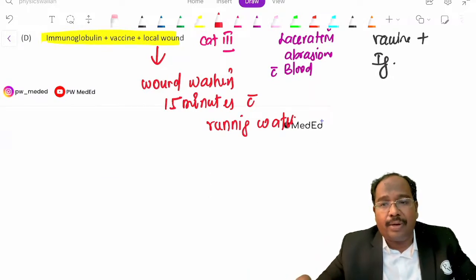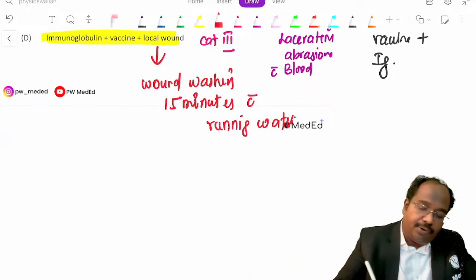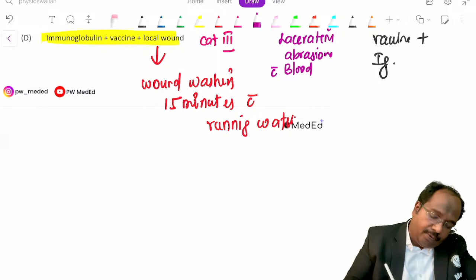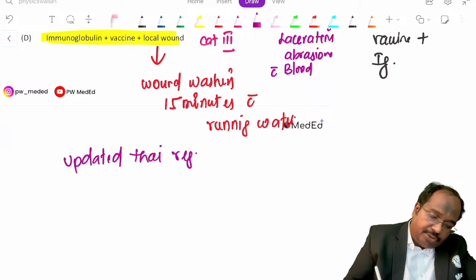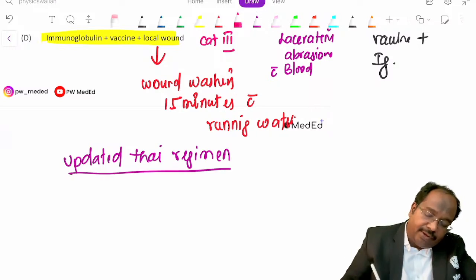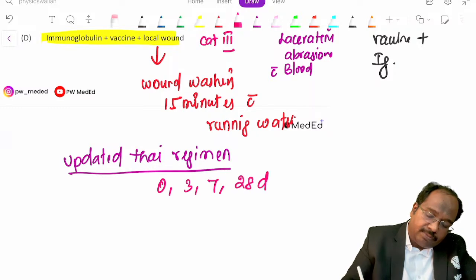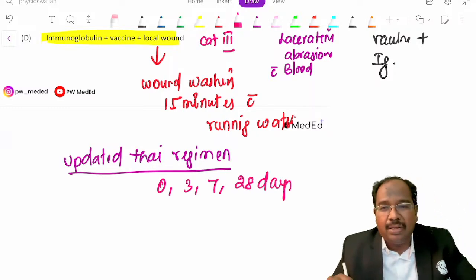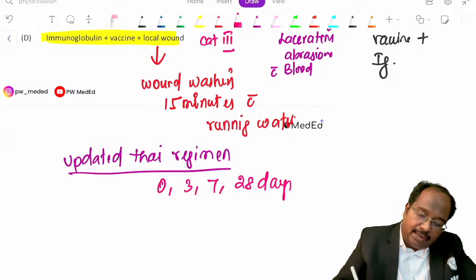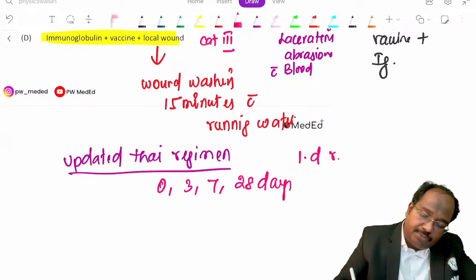In a government program, what vaccine do we give? If you go to a government hospital, they will be providing the updated Thai regimen. What are they giving in the Thai regimen? 0, 3, 7 and 28 days. 4 doses you have to provide. This is the intradermal regimen.